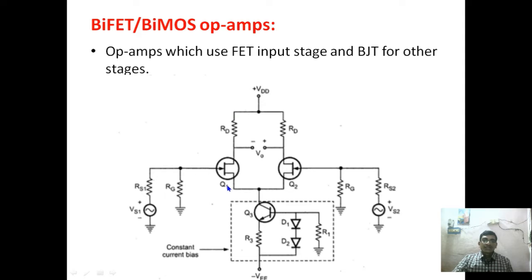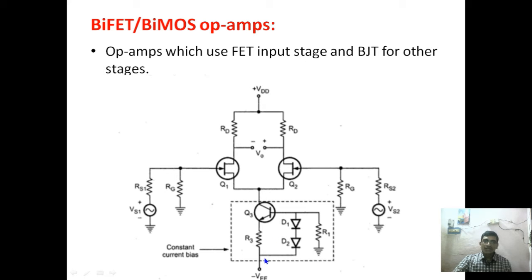So in this JFET differential amplifier, we are using the JFETs here. Q1 and Q2 are the JFETs, and here we will take the output voltage that is similar only. RD is the drain resistance and RG is the gate resistance. VS1 and VS2 are the AC input signals, RS1 and RS2 are the source resistances, VDD is the supply voltage, and here minus VE is the supply voltage for this constant current bias circuit.